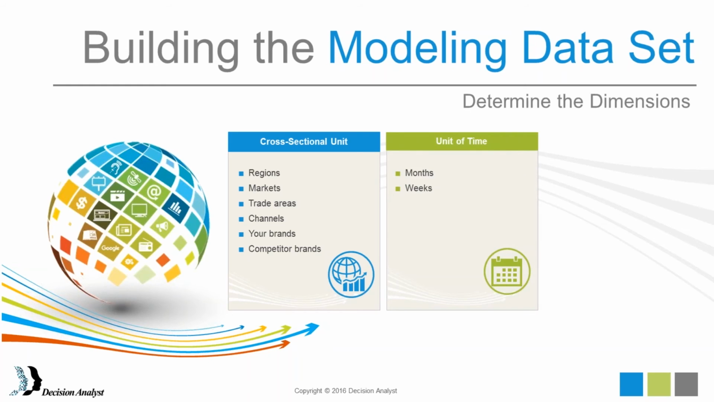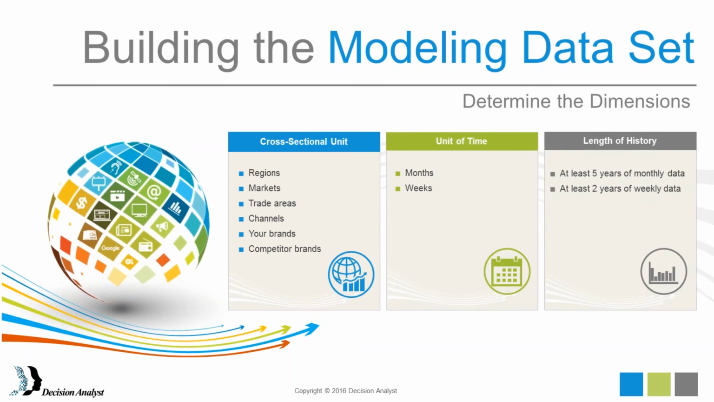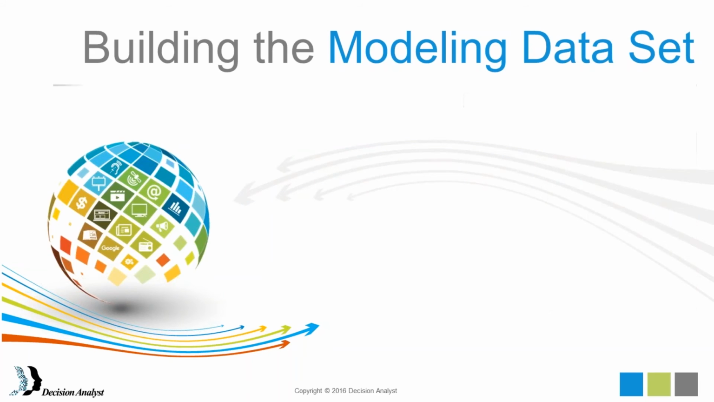And then the unit of time is the other dimension, and it can be months or weeks. And depending upon whether it's months or weeks, we need more or less data in terms of a minimum amount of data. Of course, more data is always better than less data. But one of the rules of thumb that I often use is, if we have monthly data, we want at least 5 years of monthly data. And if we have availability of weekly data, which means we know our marketing spend on a weekly basis, by media type, and we also have history of our sales on a weekly basis, at least 2 years of weekly data. Again, these are minimums, and more history is always better.